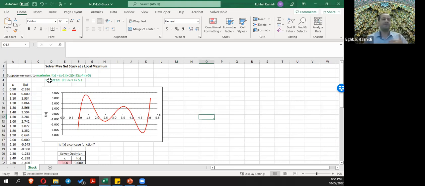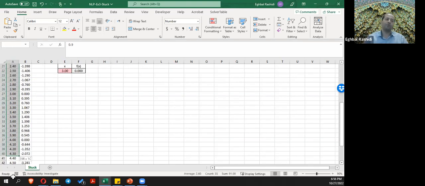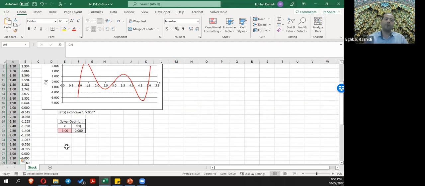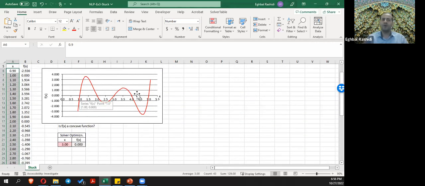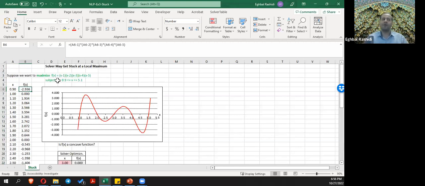We want to maximize f of x, which is this graph here: x minus 1 multiplied by x minus 2 multiplied by x minus 3 and x minus 4 and x minus 5. I have given it values to plot these points, from 0.9, almost 1, to almost 5 in increments of 0.1. So 0.9, the next x value is 1, 1.1, and we're going to go up to 5.1. So we have covered this area from this point up to this point. And the f(x) value is just this function of x.